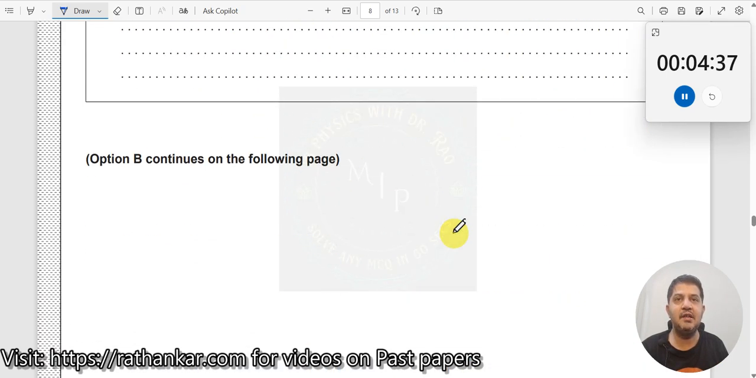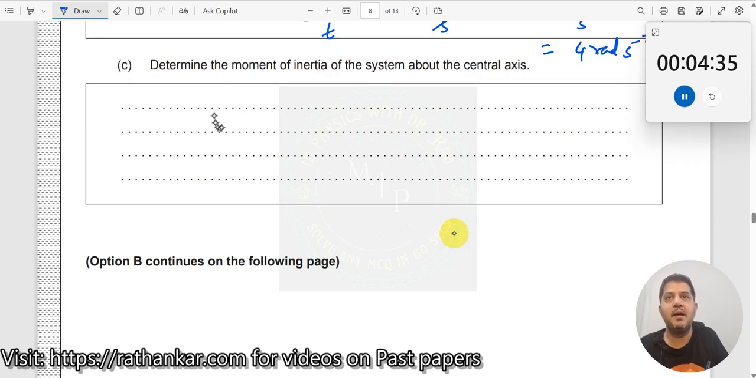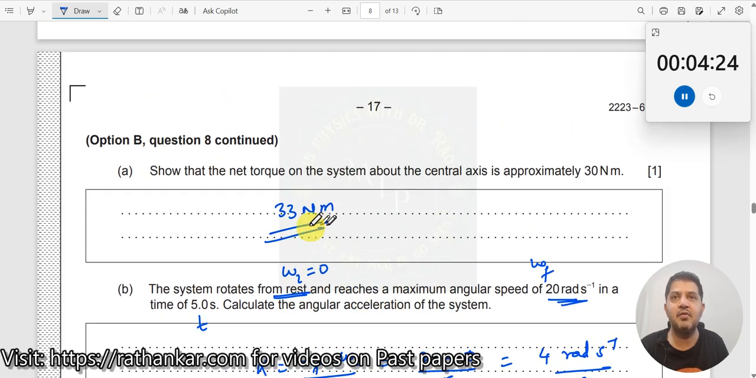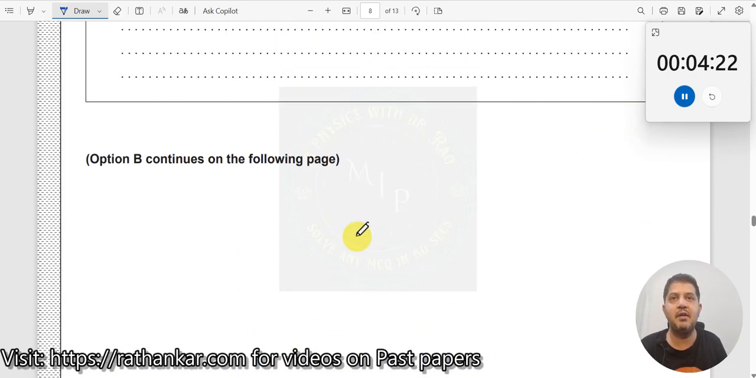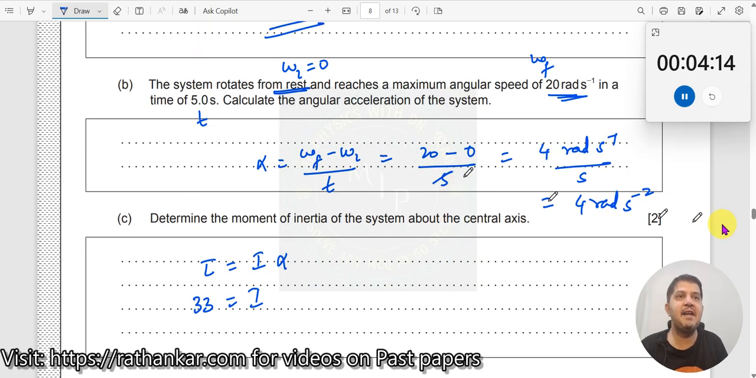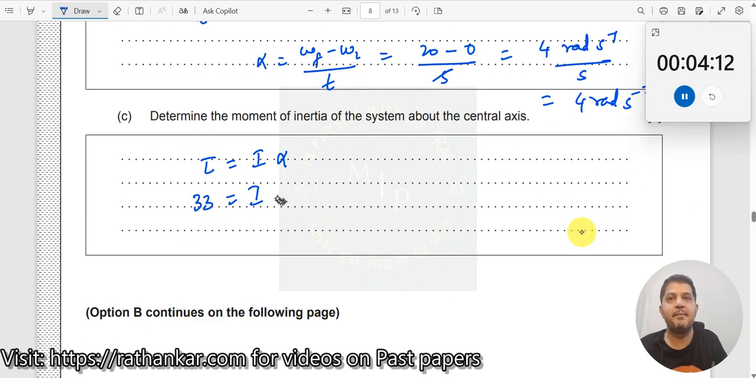We know that the total torque tau is equal to the total moment of inertia multiplied by the angular acceleration. What is the value of total torque? We already found that in the first part: the total torque is 33 newton meter. So we write 33 is equal to I, the moment of inertia, whose value I do not know, multiplied by alpha, the angular acceleration, which we got as 4. Therefore I should be equal to 33 divided by 4.